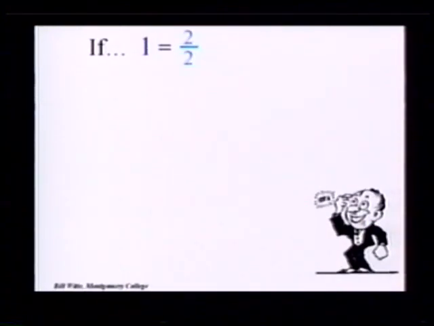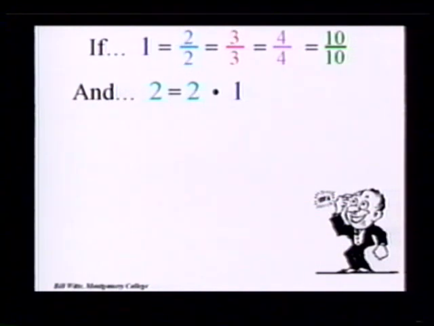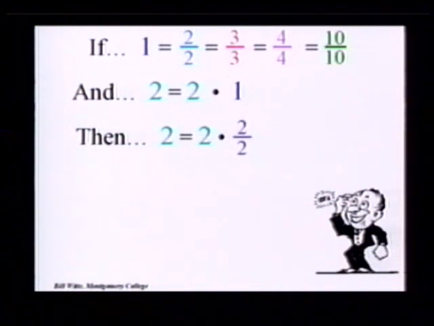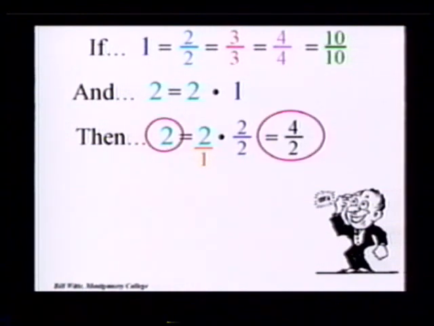If 1 is 2/2, or 3/3, or 4/4, considering that, and any number is itself times 1, right? Then we could say 2 is the same as 2 times 1, or 2 times 2/2, right? We can multiply it over whatever we so choose. Remember that 2 is 2 over 1, and remember how to multiply fractions, the tops and the bottoms. Well, then 2 could be written as 4/2, couldn't it? You just changed a number to an improper fraction, where the number on the top is bigger than the number on the bottom. They're equivalent.